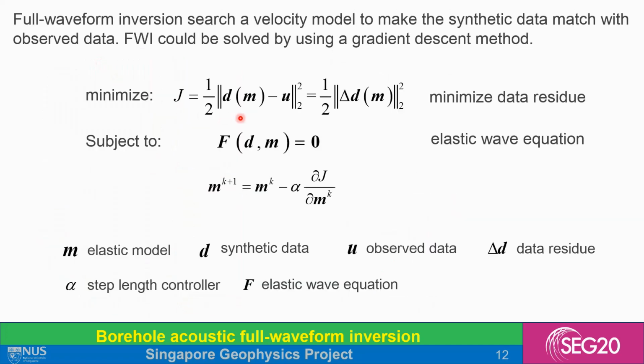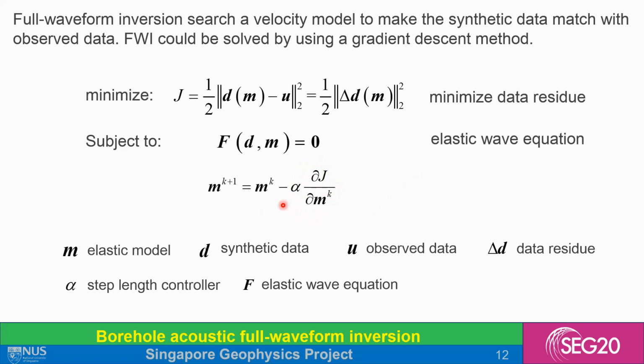Full waveform inversion searches a velocity model to make the data residue between the synthetic data and the observed data as small as possible. Because the synthetic data and velocity model follow the elastic wave equations, mathematically, the full waveform inversion solves a constrained optimization problem. There are many methods to solve the optimization problem. Here, we use a gradient descent method because it's simple and stable. The gradient descent method finds the velocity model by iteratively searching in the opposite direction of gradient of objective function with respect to the model parameters.